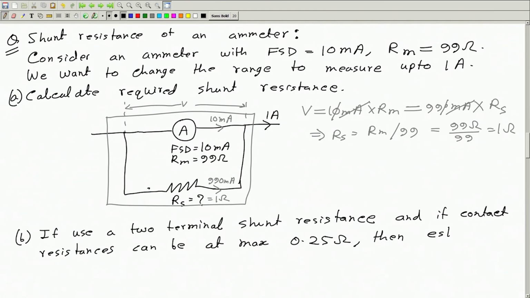So if we use a two-terminal resistance, which will have two terminals like this, and we connect wires like this, these two terminals will cause some variable, unknown resistance here, here, here, and here. Their maximum value can be 0.25 ohm. Now these variable contact resistances will change the calibration of this meter, and therefore this circuit will be erroneous. How erroneous can that be? Let's estimate that.